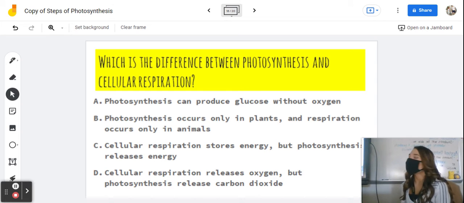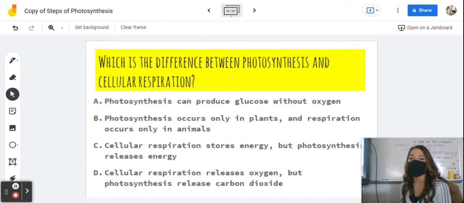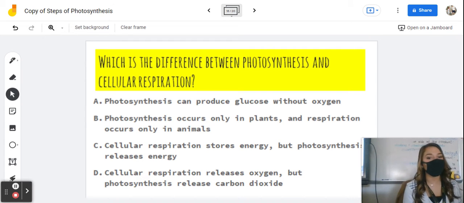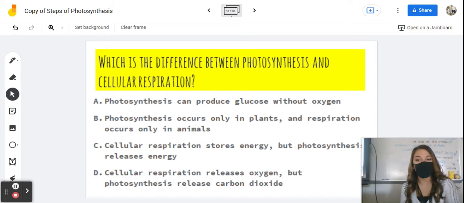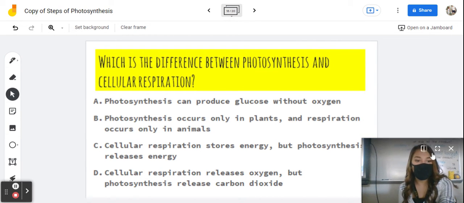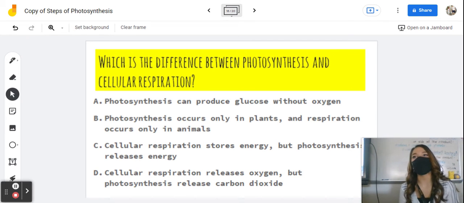Which is the difference between photosynthesis and cellular respiration? Photosynthesis can produce glucose without oxygen. Photosynthesis occurs only in plants and respiration only in animals. Cellular respiration stores energy, but photosynthesis releases it. Or cellular respiration releases oxygen, and photosynthesis releases carbon dioxide. Okay, I'm not going to lie, this might have tripped some people up, but not you. What are you going to pick? Pick something. What do you pick, Jayla?